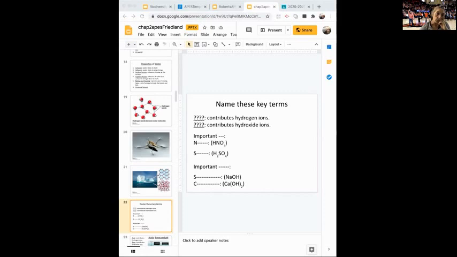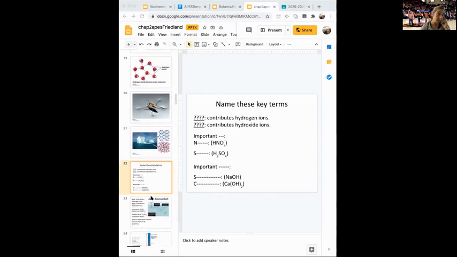Because just a blank whiteboard, I don't know what's happening. I cannot see into your homes. I cannot wander around in a classroom and look down and talk to you. So this is the way we need to do it for now.